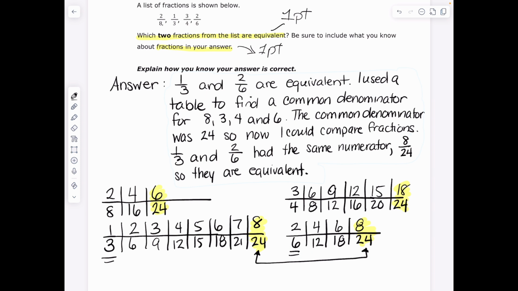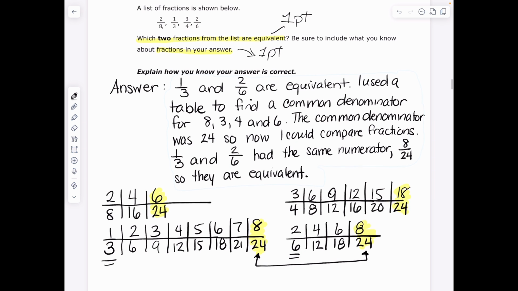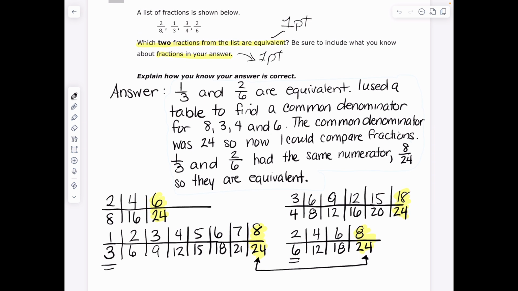The common denominator was 24. So now I could compare the fractions. 1/3 and 2/6 had the same numerator, 8/24. So they are equivalent. Okay. So that's kind of how I explained through it. I could have given a little bit more, maybe by saying when the numerators are the same and the denominators are the same, they are equivalent. So maybe I could even add that part in. But this would be enough to give me my 2 points.